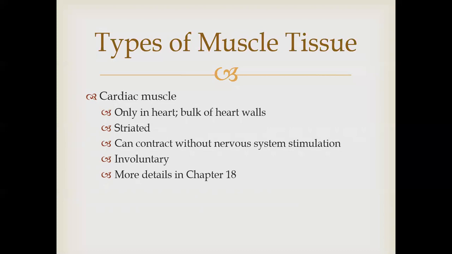They're very rhythmic. And then the morphology is that these cells are branching chains of single nucleated cells with striations. An intercalated disc is present, which is a cross band that separates the opposing ends of the cardiac muscle strands.